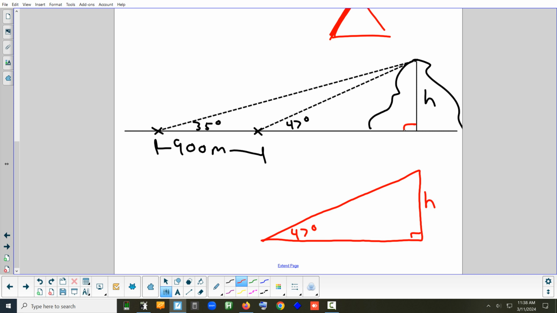Right triangle or non-right triangle? You've got to have at least one what? Side. You've got to have at least one side. So that red triangle is okay. We are going to work with it, but you've got to figure out another side first. Okay.